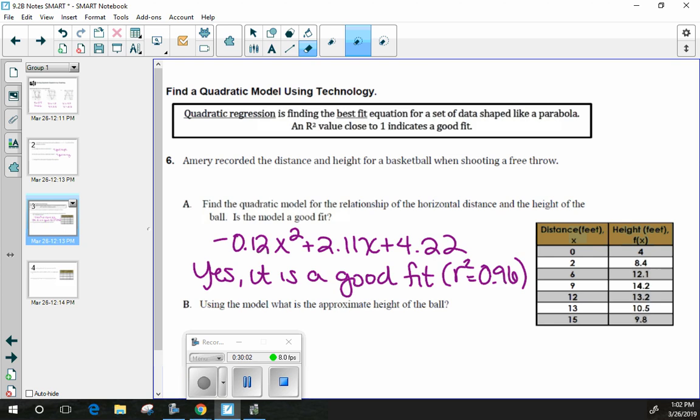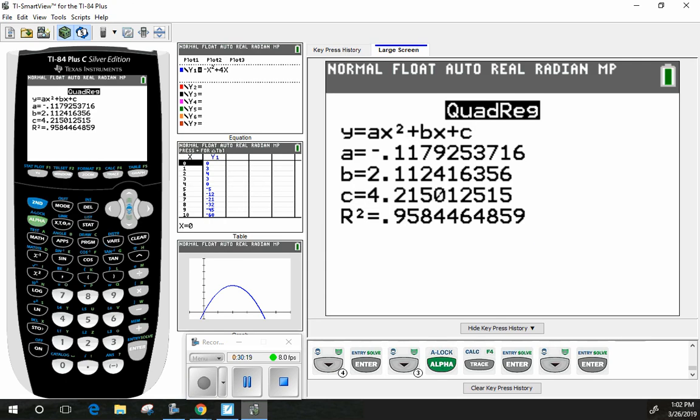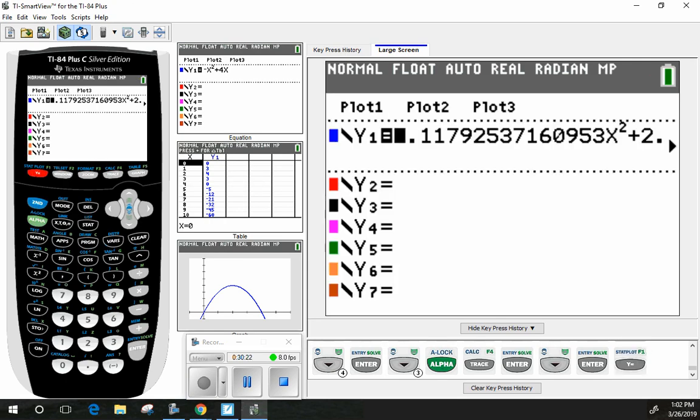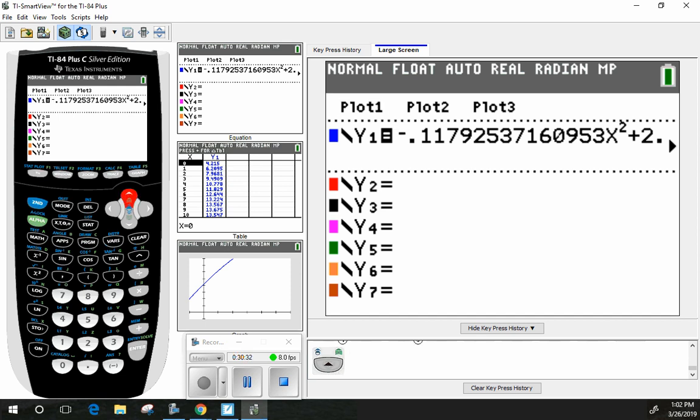And then the last thing is using the model, what is the approximate height? And really we meant to say max height, so let's say that. What is the approximate max height of the ball? Well, for that, let's go ahead and take a look at the graph. So I'm going to come here. Notice mine's already plugged in. If not, you can just copy the one you just wrote down. But mine's already up there because I told it to plug it in. I'm going to turn on my stat plot so it also graphs the data that we put in so we could see that side by side.